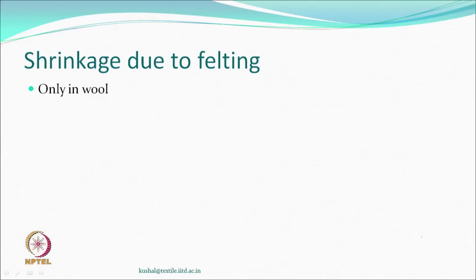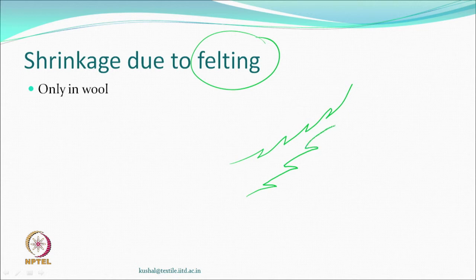Now, there is another shrinkage which is associated with wool, called felting, shrinkage due to felting. Now, what is the shrinkage due to felting? We see the structure of a wool surface. The wool surface has got something, remember? These are called the scales.